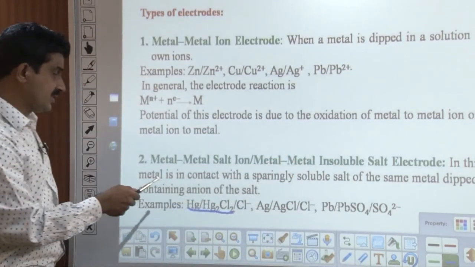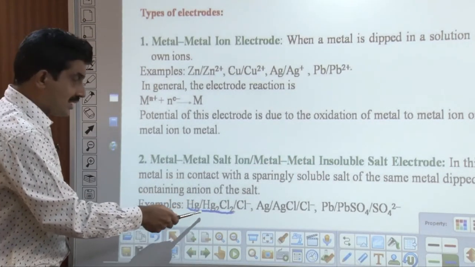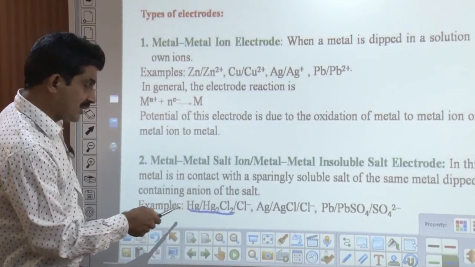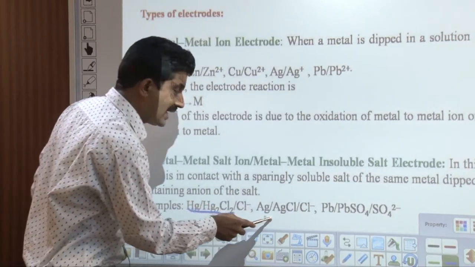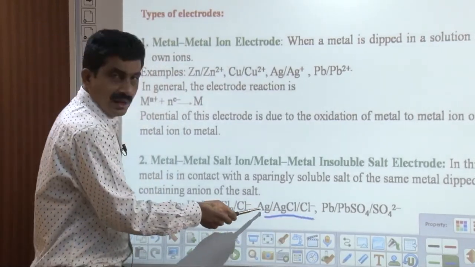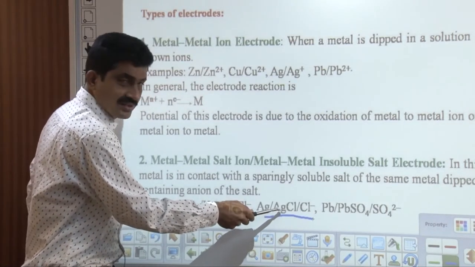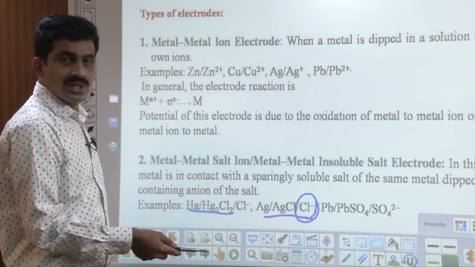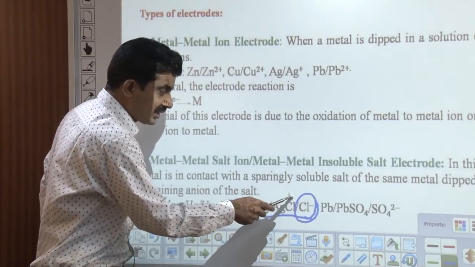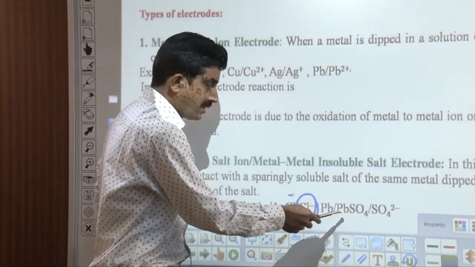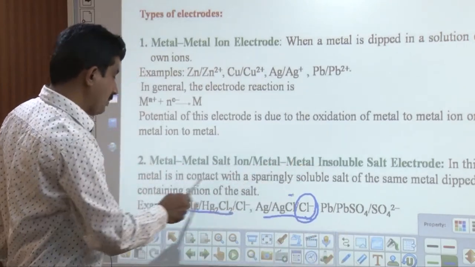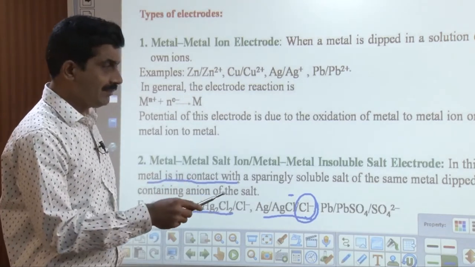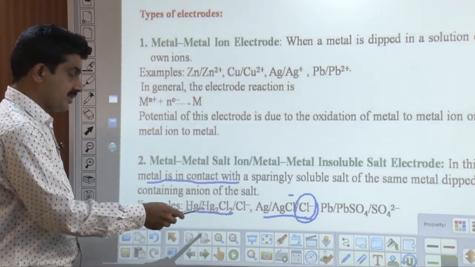So, these are the electrodes which contain a metal in contact with a sparingly soluble salt of the same metal, and they must be in contact with a solution containing the anion of the salt used. Similarly, Ag, AgCl: silver, a metal in contact with its own salt, silver chloride, and these two are in contact with a solution containing the anion of the salt. The anion of the salt here is Cl minus. Similarly, Pb, PbSO4 slash SO4 2 minus. So the principle is: the metal must be in contact with a sparingly soluble salt of the same metal, dipped in a solution having the anion of the salt used.